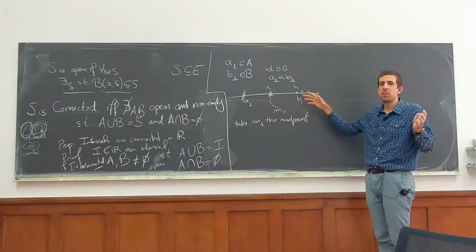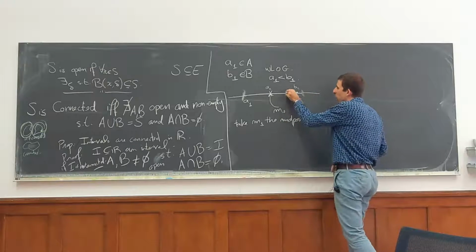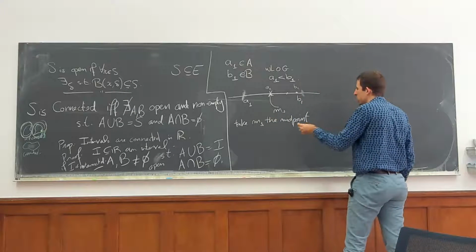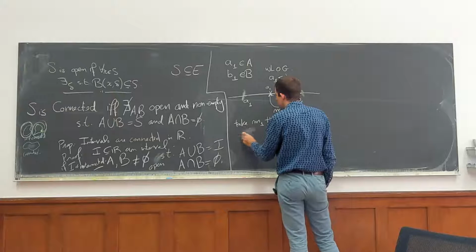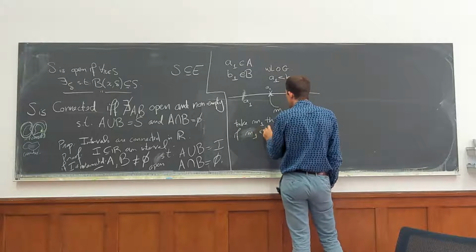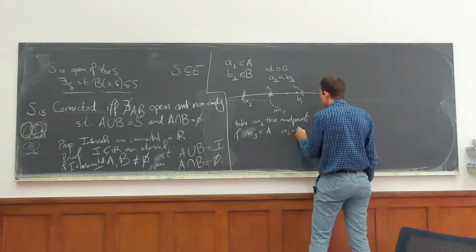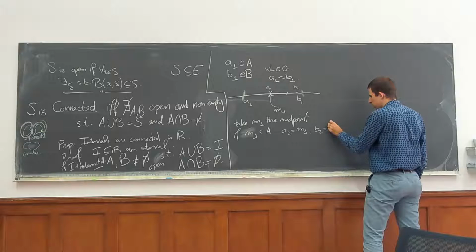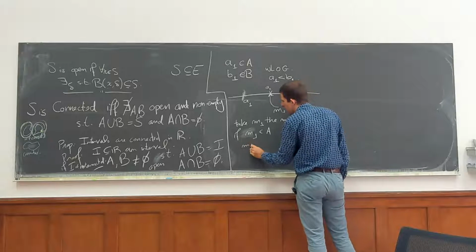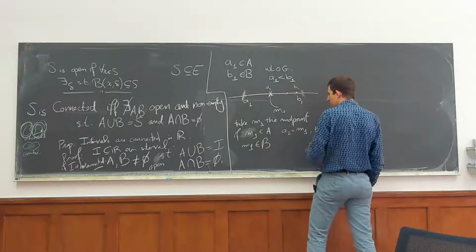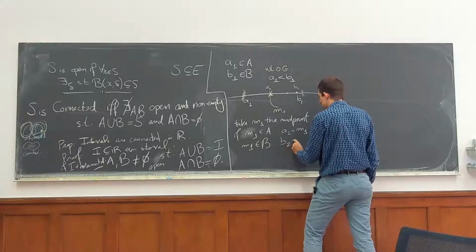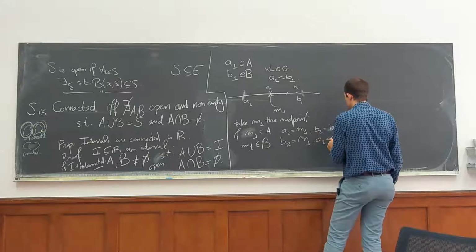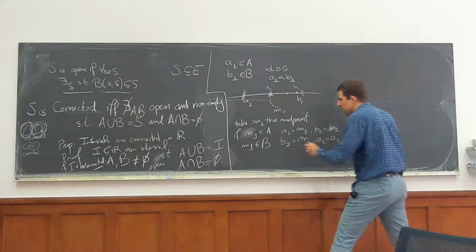And the idea will be to do this again and again in a way that you're going to converge to a point and try to get a contradiction this way. Okay, but let me do this properly. So take M1, the midpoint. If M1 is in A, take A2 equals M1 and B2 equals B1. If M1 is in B, then take B2 equals M1 and A2 equals A1, and continue.